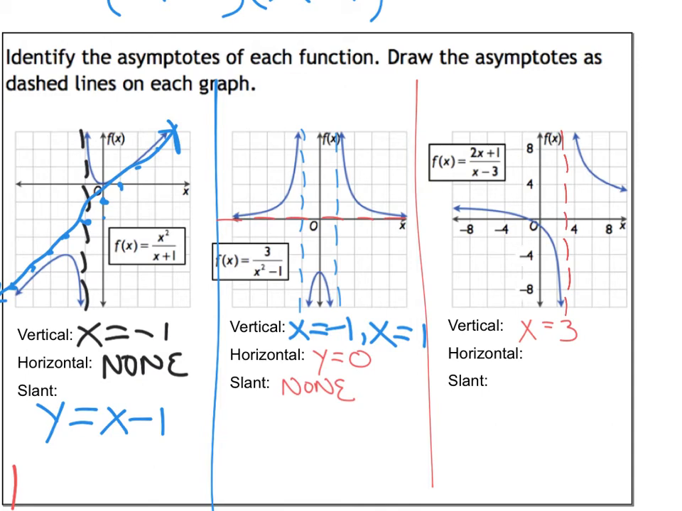Horizontal asymptote, I see that my degree is the same in both the numerator and the denominator. So that's when I'm going to take the leading coefficients in the numerator and the denominator, and that's going to become my equation. So y equals my leading coefficient in my numerator, 2, over my leading coefficient, 1, in my denominator, and 2 over 1 is really just 2. So I have a horizontal asymptote at y equals 2.